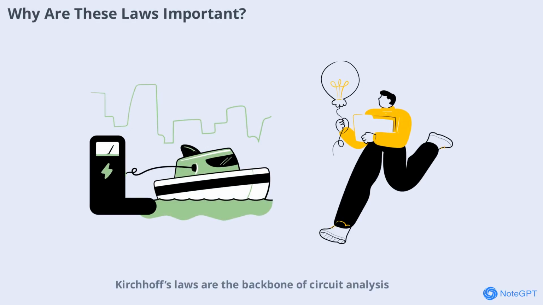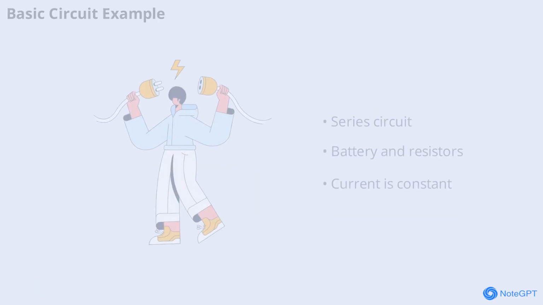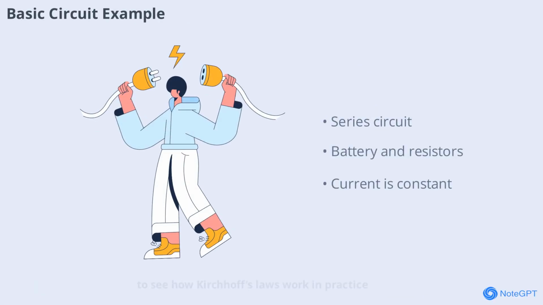Kirchhoff's laws are the backbone of circuit analysis. They allow us to analyze circuits that are too complex for simple series and parallel rules. By applying KCL and KVL, we can solve for unknown currents and voltages, design new circuits, and troubleshoot existing ones. These laws are used in everything from household wiring to advanced electronics and are essential knowledge for anyone working with electricity. Let's look at a simple circuit example to see how Kirchhoff's laws work in practice.